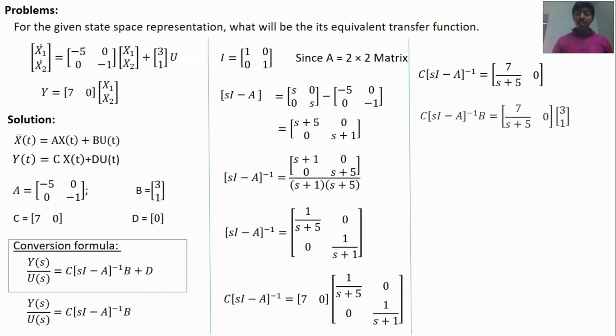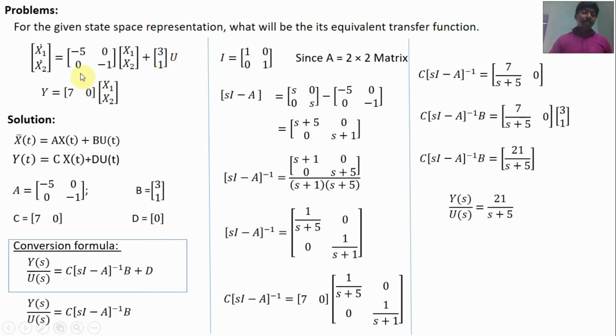Next, find C times (sI minus A) inverse times B. So 7 into 1 by (s plus 5) into 3 plus 0. So we will get 21 divided by s plus 5. This is the transfer function: Y(s)/U(s) is equal to 21 divided by s plus 5. This is the equivalent transfer function for the state space.